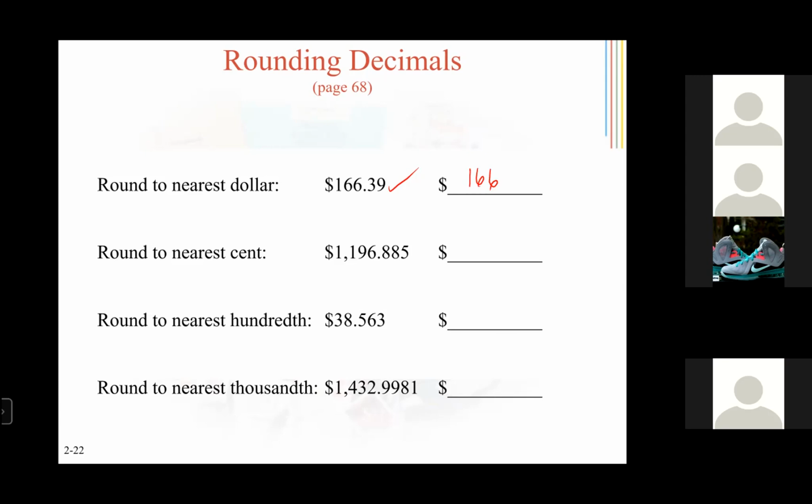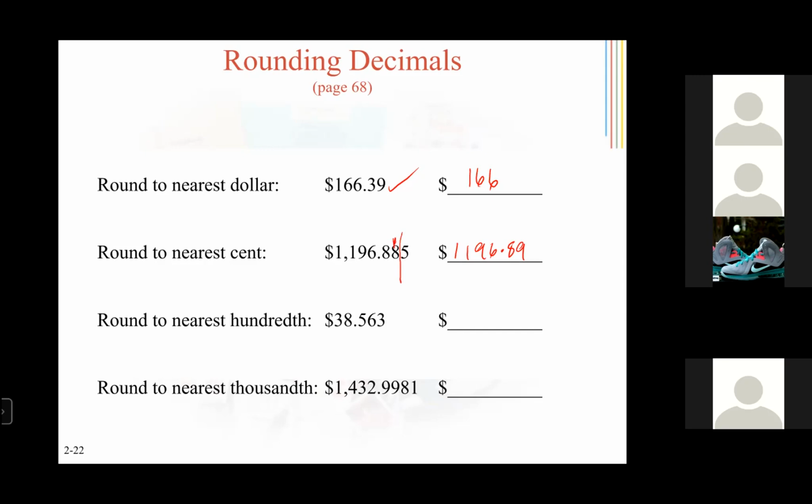Cent. 1,196 and 90 cents. Nearest cent. 89 cents, right? Because this number right here is the cent place, and the number after it is a 5, so you're going to round up. If the number after it was less than 5, then you leave it as 88. But since it's a 5, once it's 5 or more, you round up.